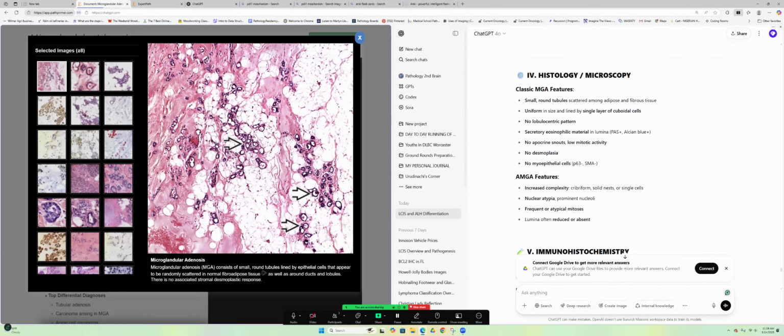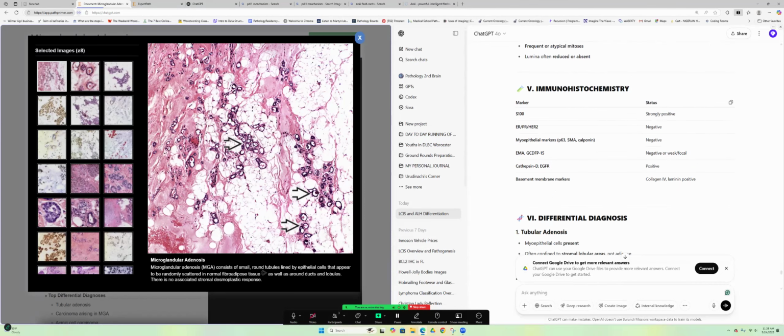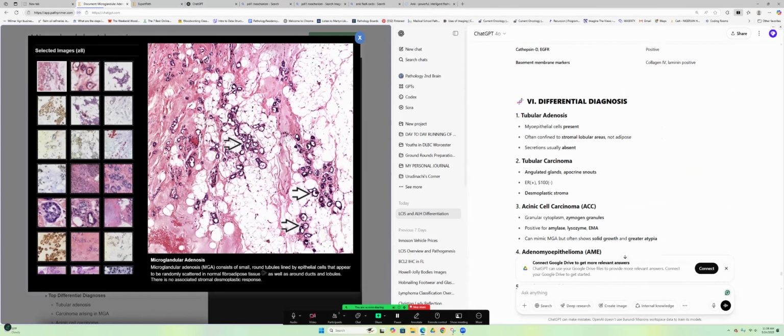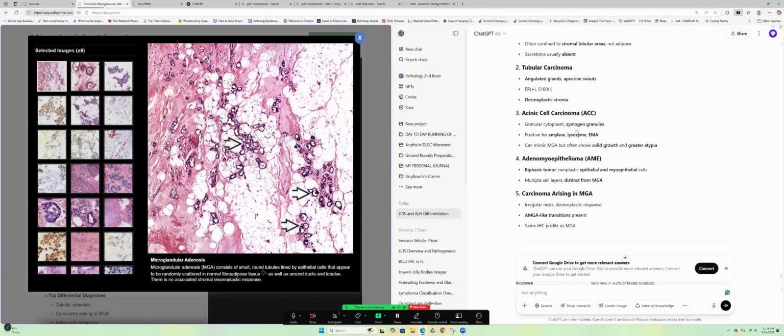So histology, differential diagnosis includes tubular carcinoma, which will have ER, PR positive, S100 negative, and desmoplastic stroma. It will be angulated, unlike this, which is not angulated, with apocrine snouts. Tubular adenosis will have myoepithelial cells present. Acinic cell carcinoma will have zymogen granules. Adenomyoepithelioma has epithelial and myoepithelial cells.